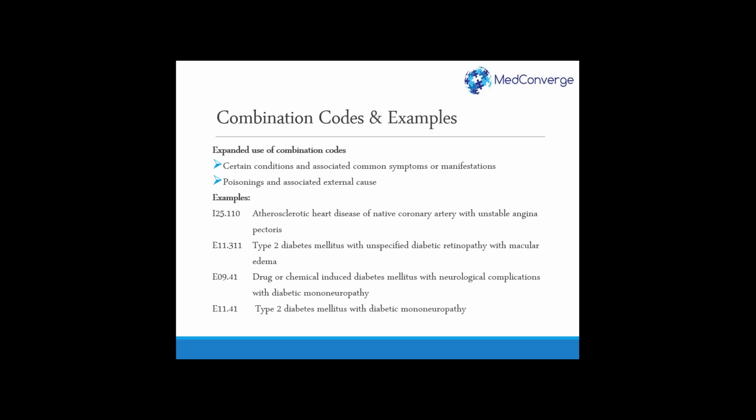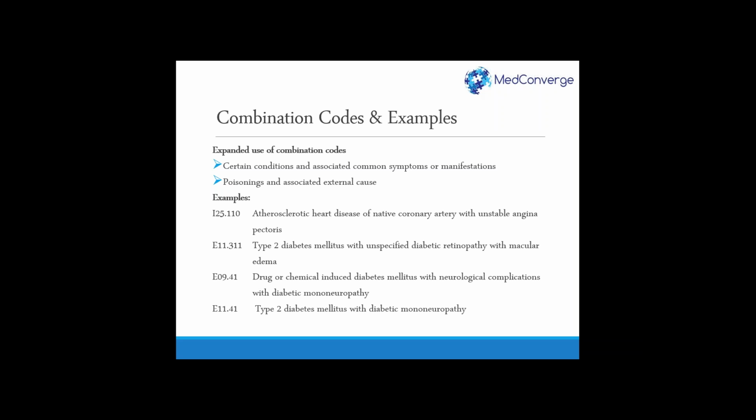So mononeuropathy, again, this is caused by diabetes. So always the condition that is causing the symptom or manifestation, they have to be linked together. The primary condition and the manifestation. The causality has to be shown in your documentation, and that is how the code also will be. I cannot put two separate codes saying there is unstable angina pectoris and then there is atherosclerotic heart disease. No, it has to go together.